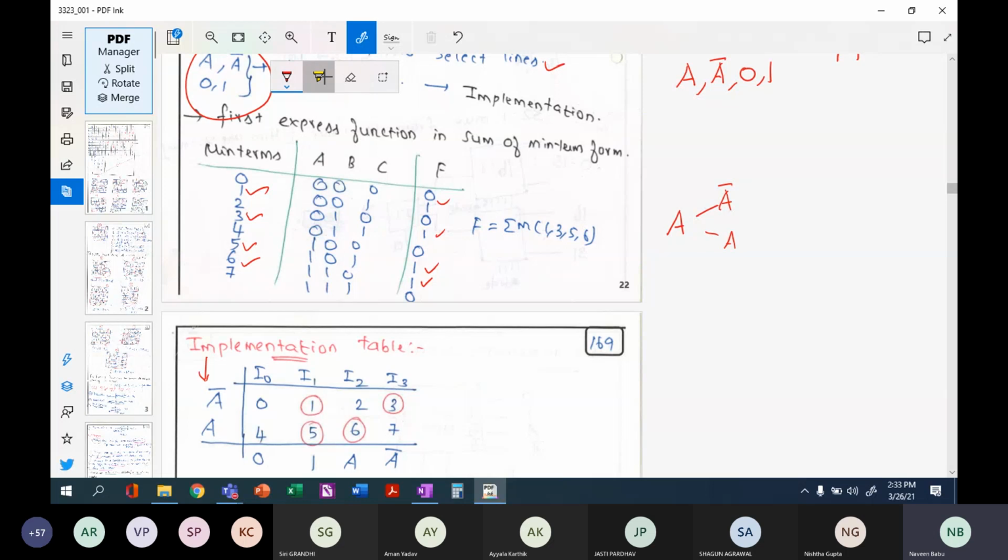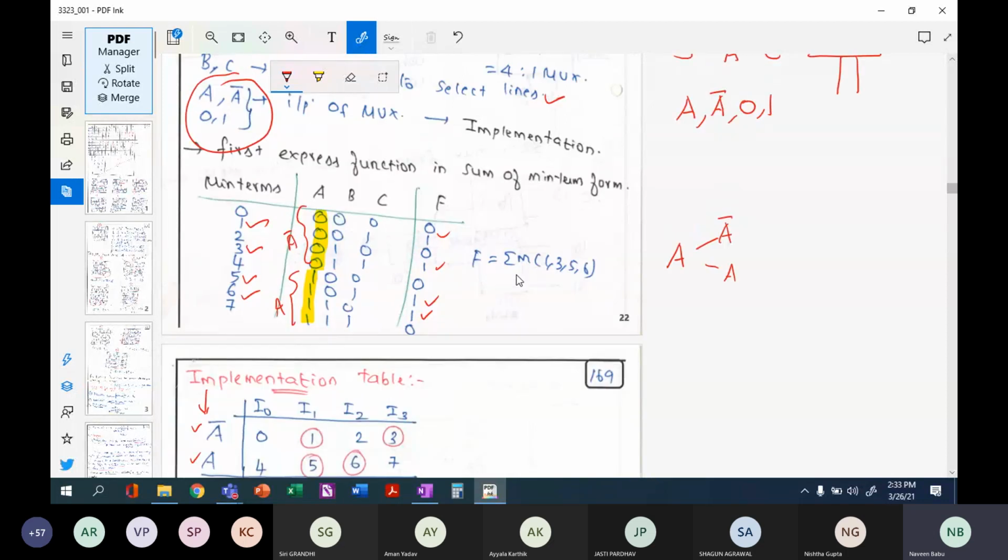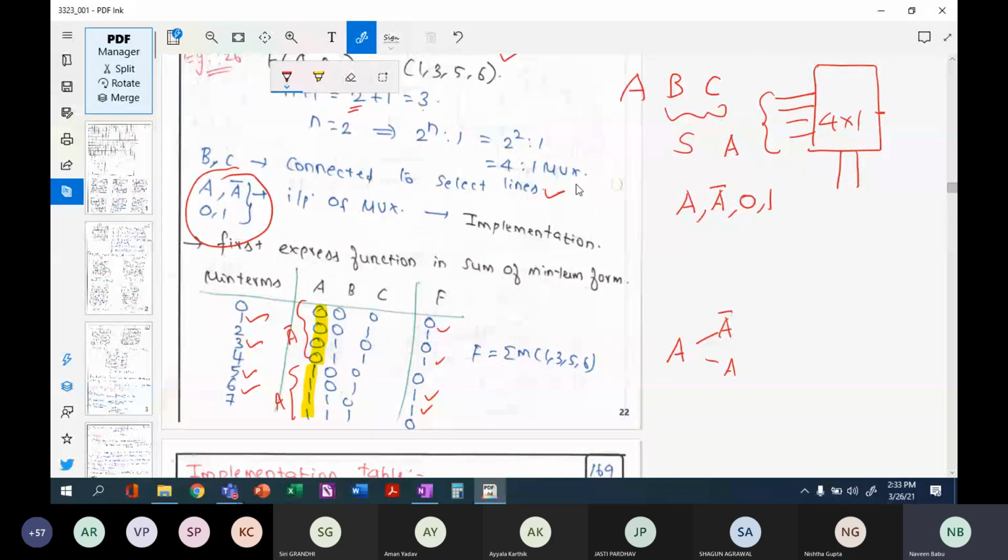Look at the truth table and look at the A column here. A has a series of zeros and a series of ones. So this corresponds to A bar and this corresponds to A. Hence our first column consists of A bar and A. And column-wise, we are going to implement it using a multiplexer. That is why we decided at the start that this will be implemented using a 4x1 multiplexer.